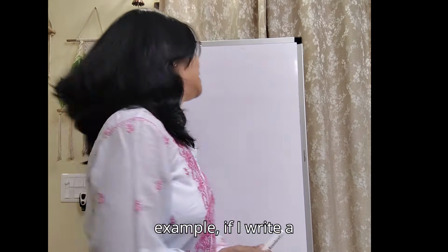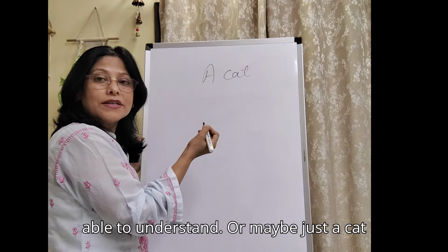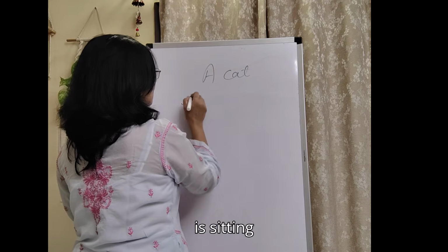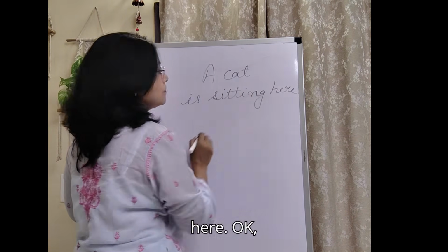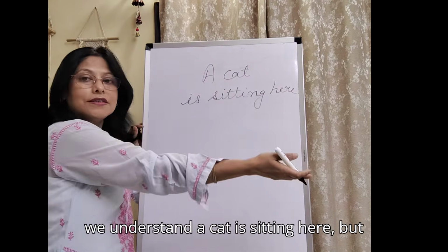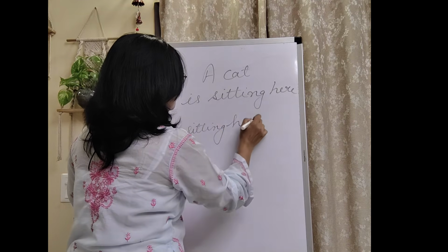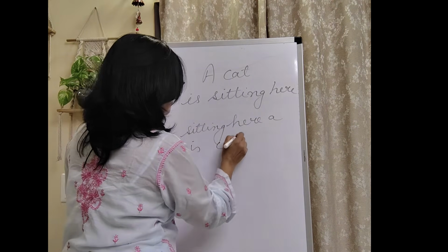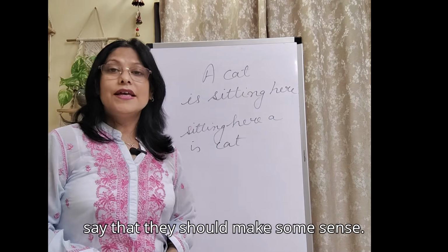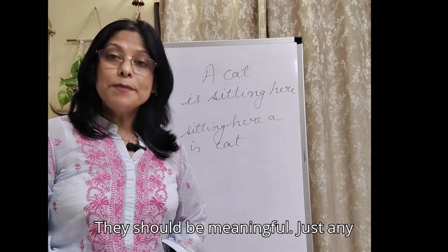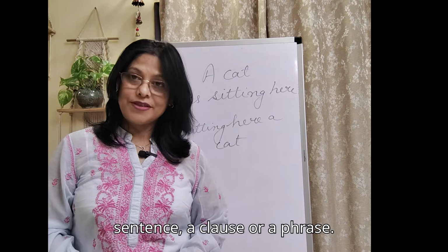For example, if I write a cat, we are able to understand. Or maybe just a cat is sitting here. Okay, we understand a cat is sitting here. But if I write sitting here, a is cat, are we able to understand anything from this? No. So this is what I mean when I say that they should make some sense. They should be meaningful. Just any random group of words won't give you a sentence, a clause or a phrase.